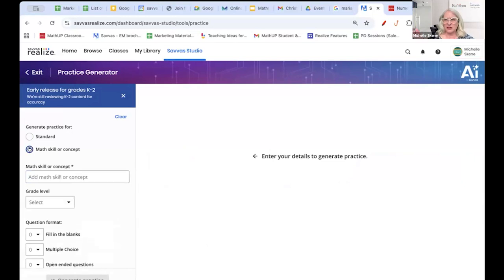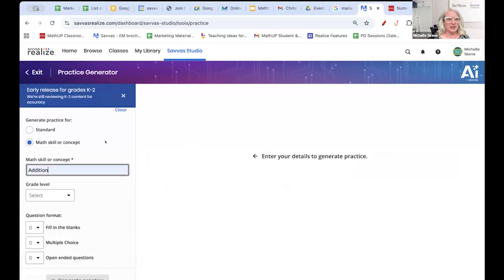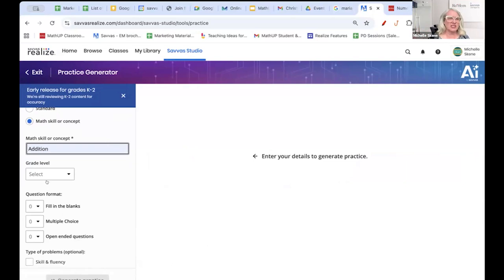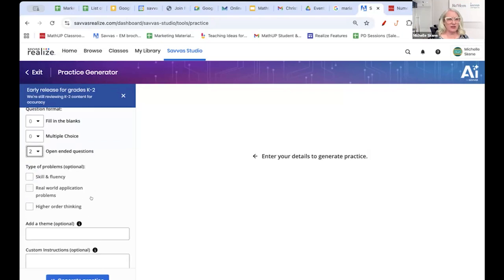But for now, because we have people from different areas, I'm just going to put in a concept, something like addition or multiplication or fractions. I can select my grade level, and then I can think about what kinds of questions I want to ask. I can have fill in the blanks or multiple choice. So if I'm trying to prepare students for that EQAO test and I would like to do a little bit of strategic test planning, I could choose multiple choice, but I'm probably more likely interested in some open-ended questions so that I can get them really thinking.